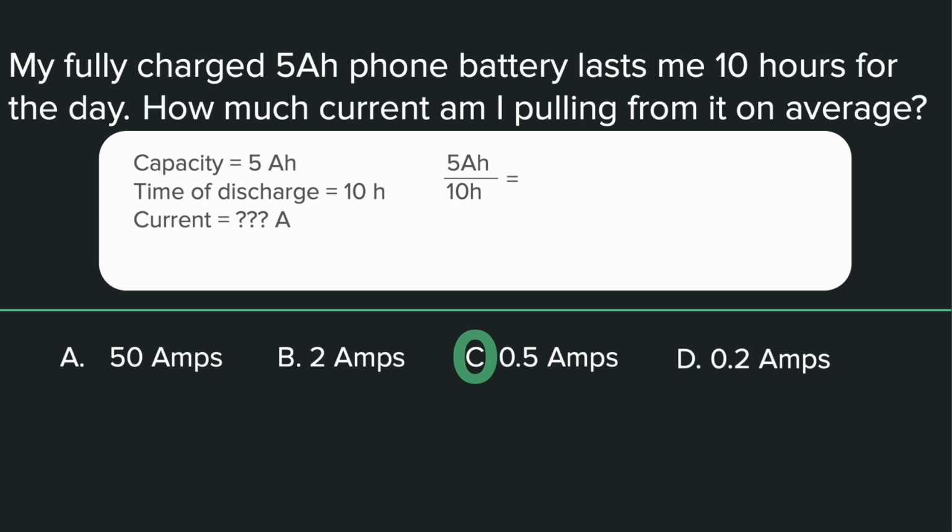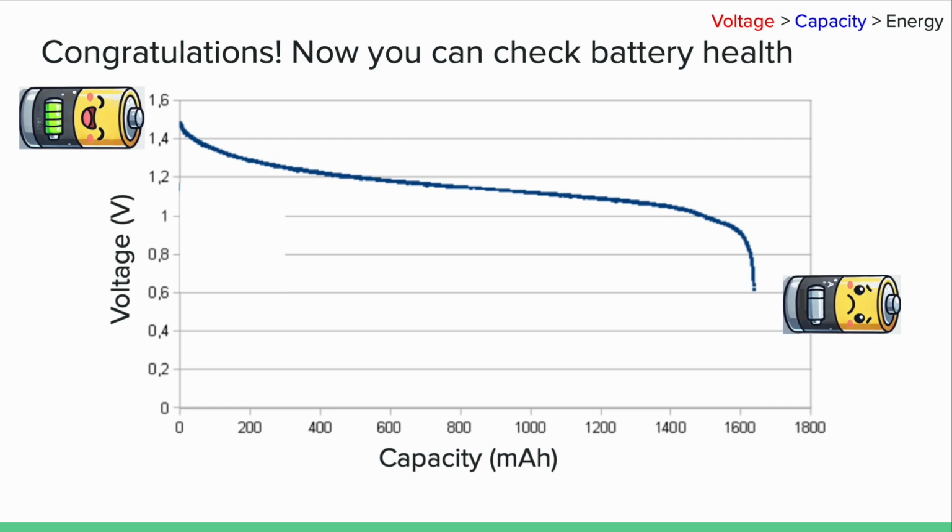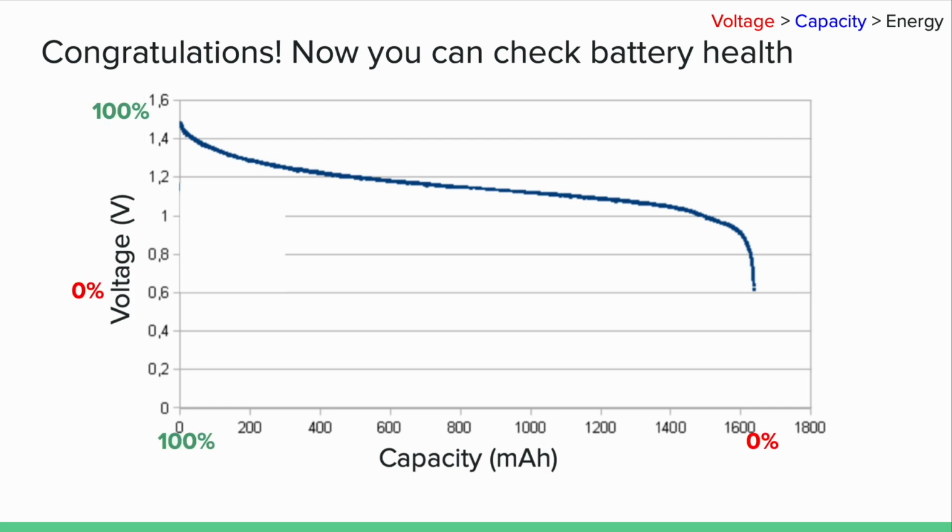To solve for current, I divide the capacity in amp hours by the time in hours to cancel out the hours, and be left with amps, which is the unit of current. 5 divided by 10 is 0.5. So the answer is C, 0.5 amps. If you didn't get C, that's okay. You can always rewatch some parts until you understand why it is C. Now back to the curve. I said you can check the battery health, but I only talked about a fully charged cell and a dead one.